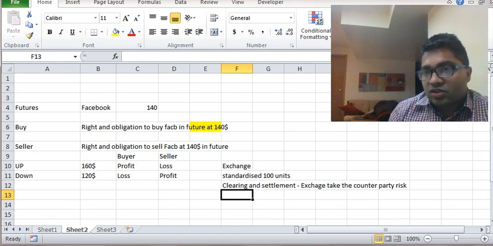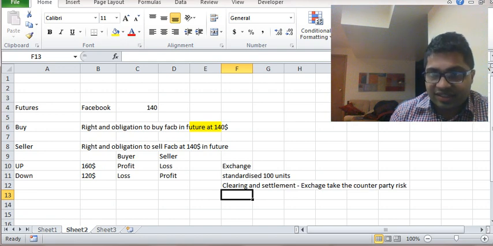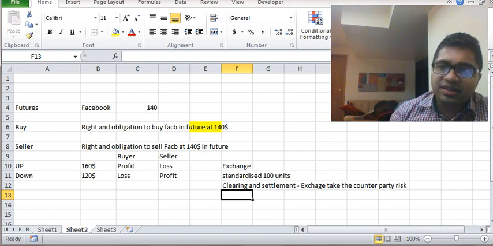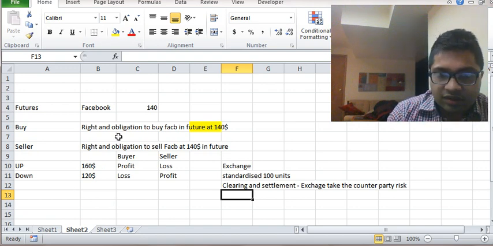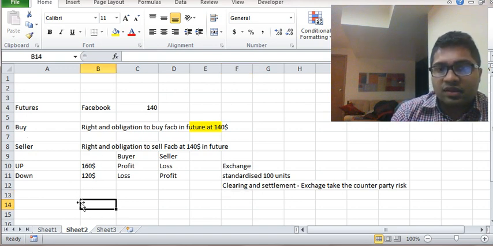Okay, so the difference between forwards, which are exchange forwards, and futures: futures are exchange traded and standardized, and there is no clearing and settlement risk. There are a few other differences that we will discuss when we go through the slides. Now, what is the issue with forwards and futures?